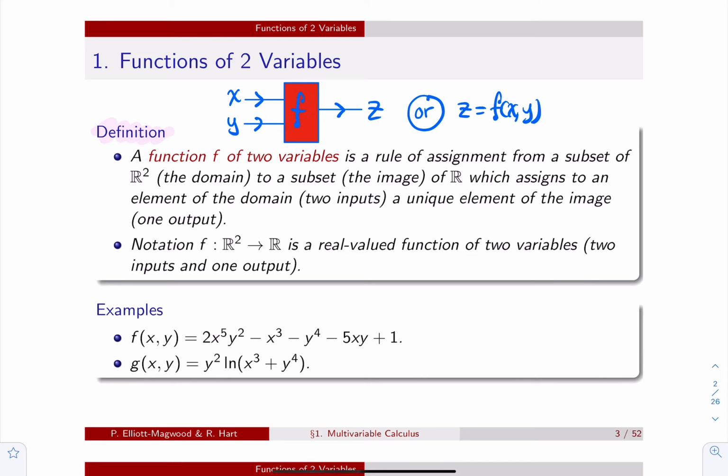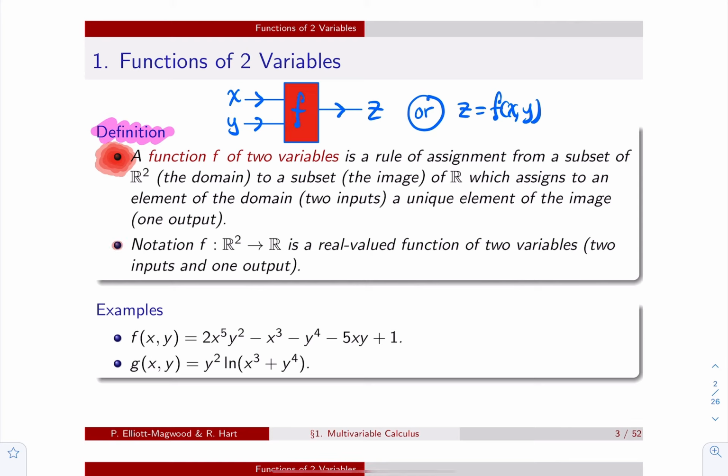So let me read the actual definition for you. A function f of two variables is a rule of assignment from a subset of the Cartesian plane, a subset of R2, and that subset is going to be the domain of the function, where the function is actually defined, to a subset of the real line. And it's really crucial, for it to be a function, that this rule of assignment assigns a unique number to a pair of numbers inside the domain. So there's only one output for one pair of inputs. If not, this would be just a correspondence or a relationship. But here we want a function, so only one output.